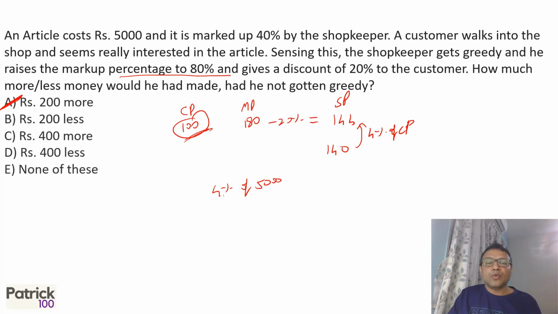So I took 100 because that's easy to solve and then cross multiply. Assume the cost price is 100, mark price 180, discount 20%. So 144 selling price. Earlier it was 140. So 4 rupees more, which is 4% of cost price, which gives you 200 more.